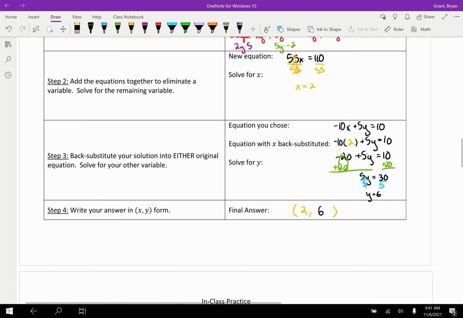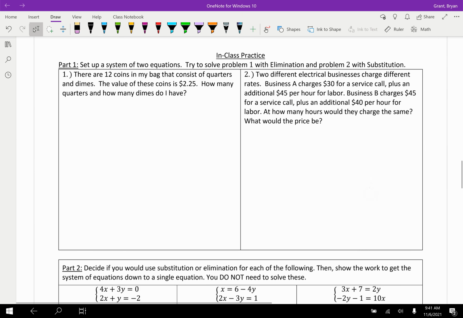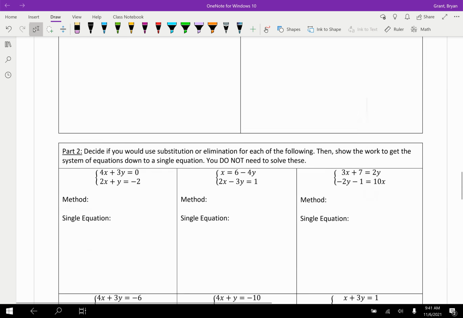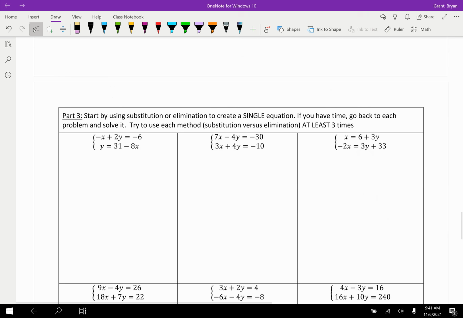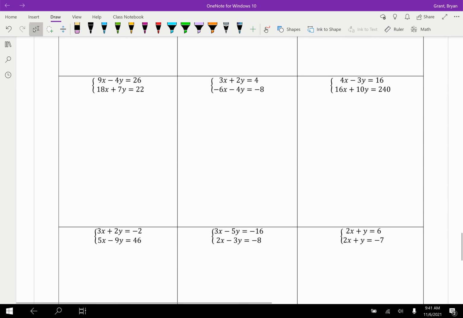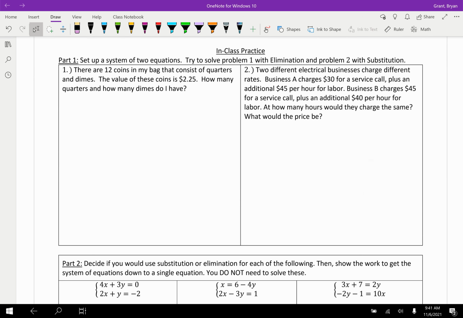So, we have 2 pages left to cover, and this is all in-class practice. Part 1 asks you to solve 2 equations that are in word problem form. Part 2 doesn't want you to solve it all, they just want you to set up and explain which one you do, just like the opener. And then Part 3 does want you to solve. Okay, so go ahead and try those. If and when you get stuck, unpause, and I'm happy to take you through it.